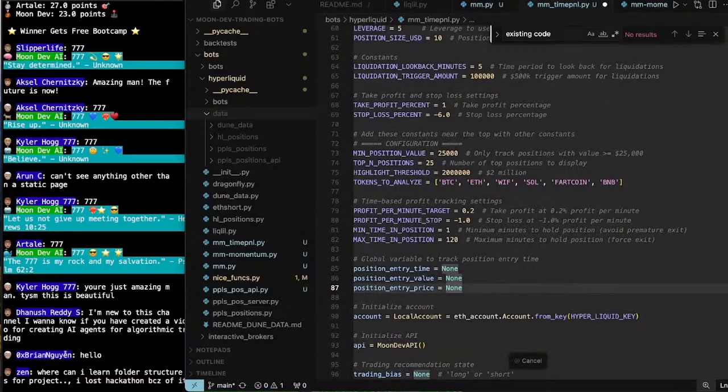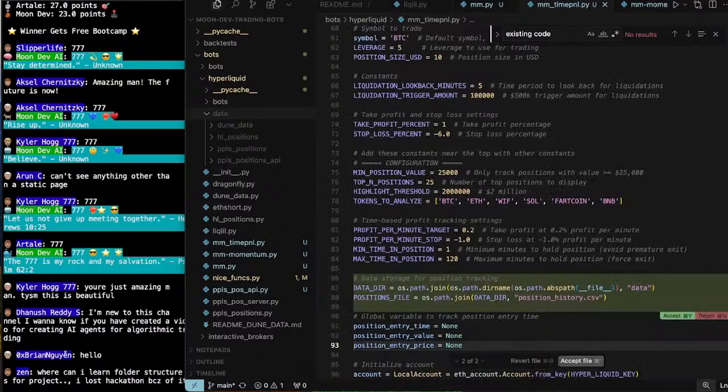Okay, here we go. Now we're updating it to have the path, position history.